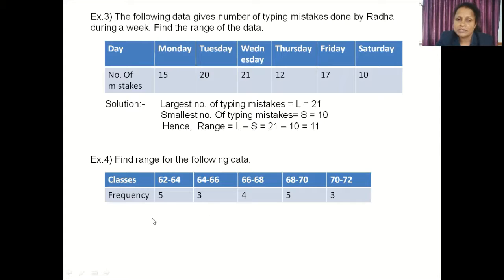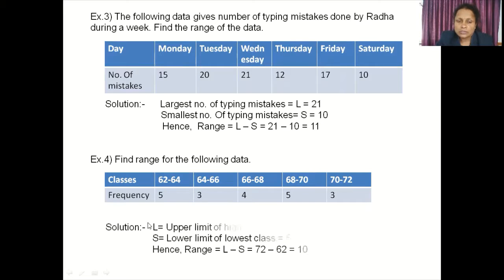So here first we write these values. So L is upper limit of highest class. So it is 72. S is lower limit of lowest class. So it is 62. And so our range becomes L minus S, that is 72 minus 62, it is 10.